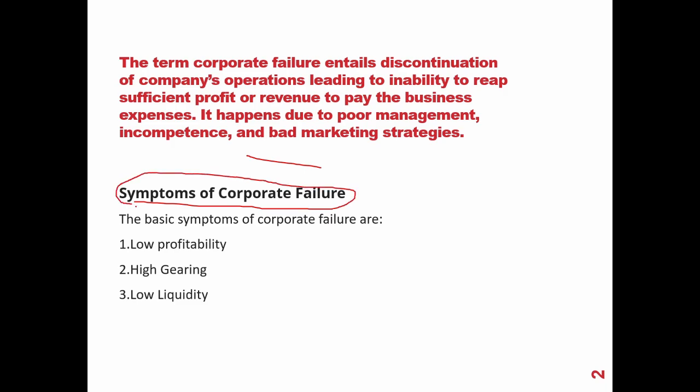The basic symptoms of corporate failure are low profitability. That is an indication that the company is not able to reap enough sales and is not able to bear the expenses or the cost. High gearing ratio. High gearing means that the company is using more debt than equity. Debt means outside funds are used more by the company. And low liquidity means that the company has fewer liquid assets.